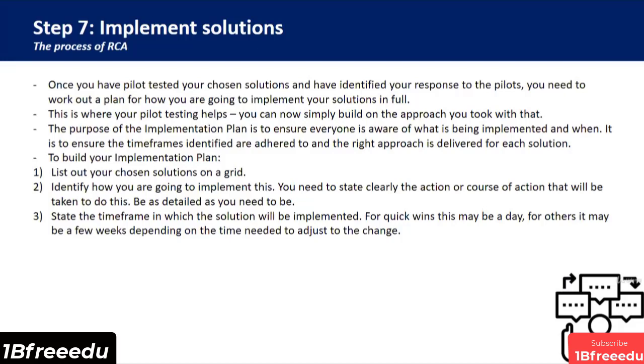Thirdly, state the time frame in which the solution is implemented. So for quick wins, this may be a day. For others, it may be a few weeks, depending on the time needed to adjust this change.